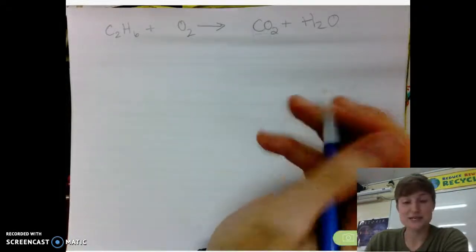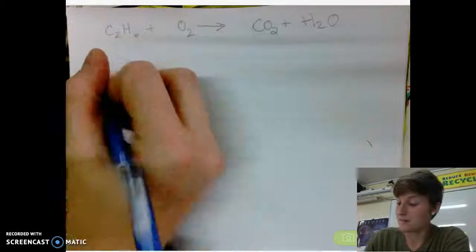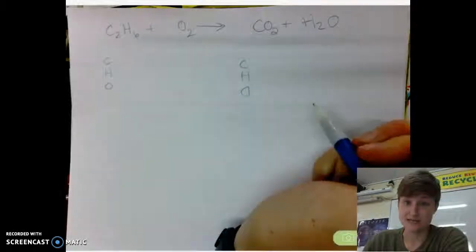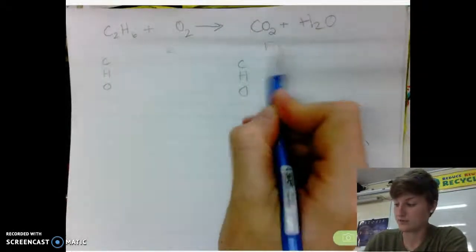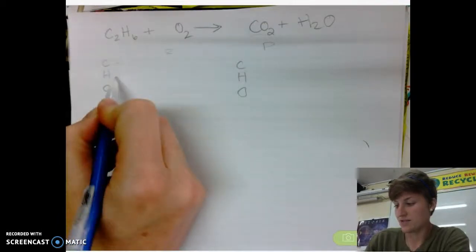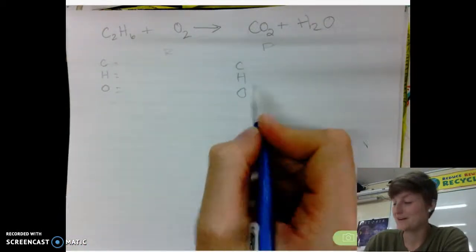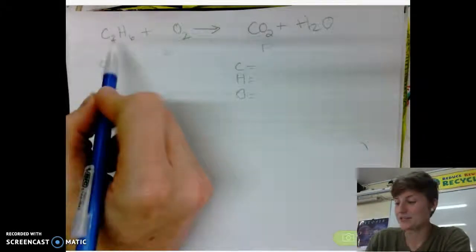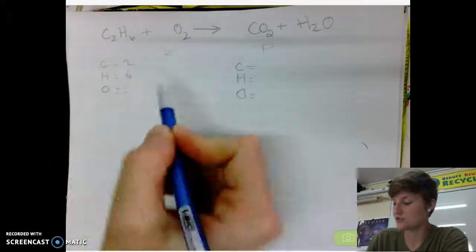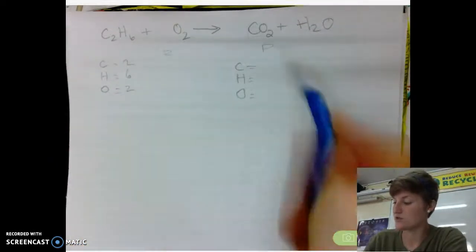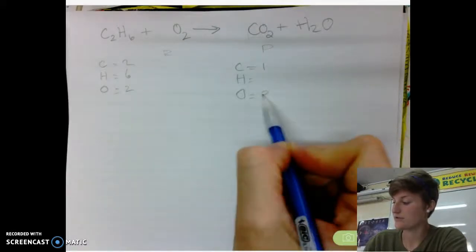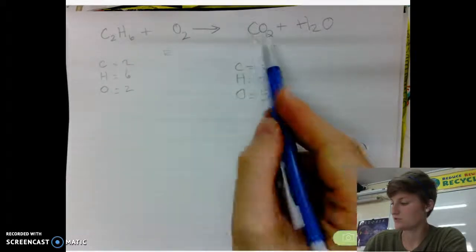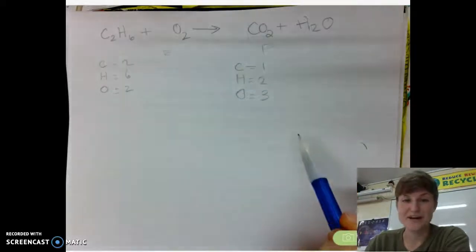All right, so let's go ahead and begin balancing this. Write down the elements that you have on each side of the reaction, on your reactant side and your product side. Then go ahead and count each atom of the compounds that we have. All right, so we have 2 C's, 6 hydrogens, and 2 oxygens. 1 C, 3 oxygens, I'm going out of order, 2 hydrogens. And let's just double check. 1, 3, 1, 2. Good.